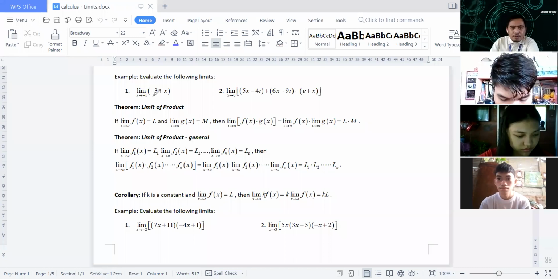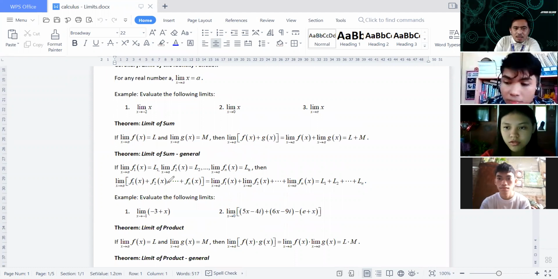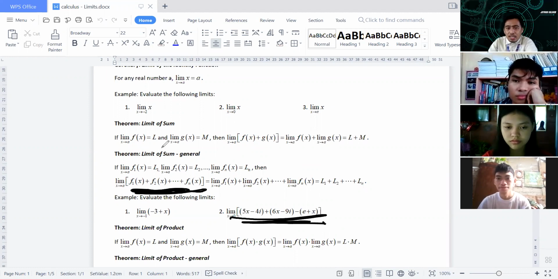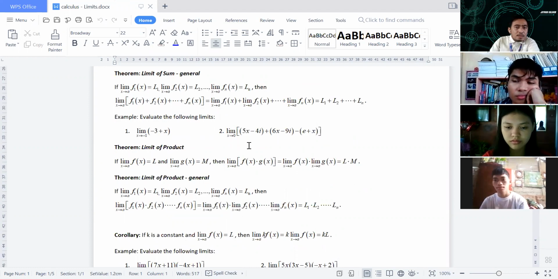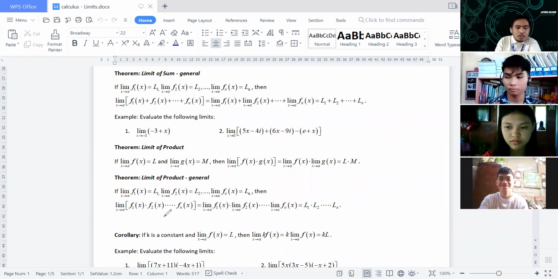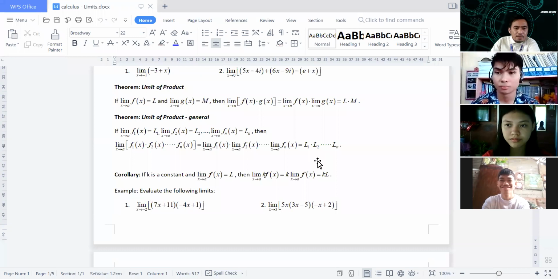By the way, before that, the limit of the sum can be done not just in two functions. It can be done in many functions, as many as you can. It works the same way. This one has three functions, right? Not only two. It still works in many functions, as long as the A, the fixed point, is the same. And the same with the multiplication. It will also work. It will not be limited to two functions only.